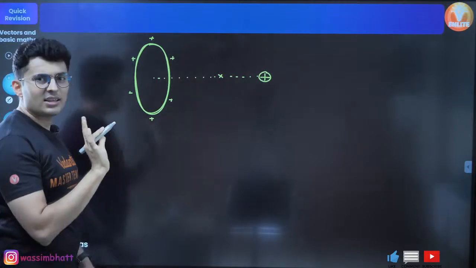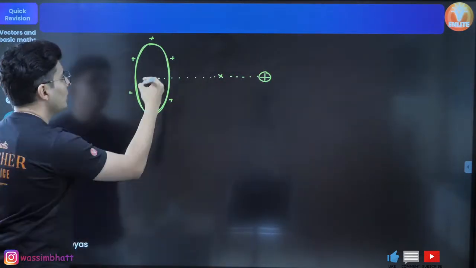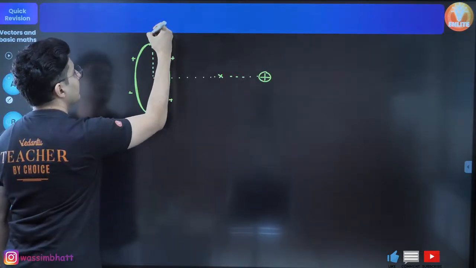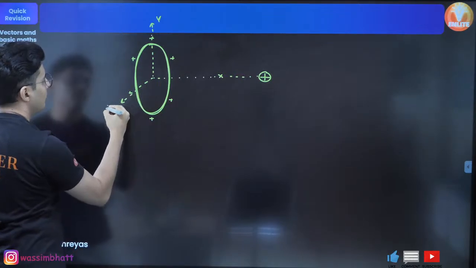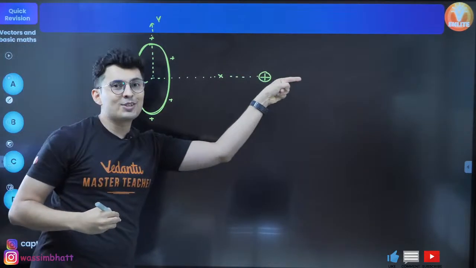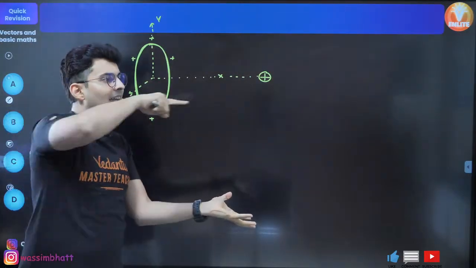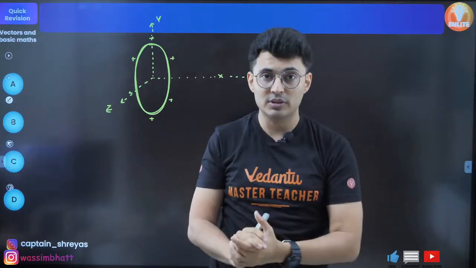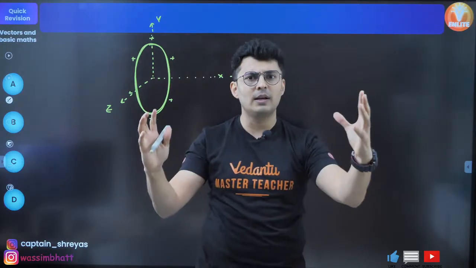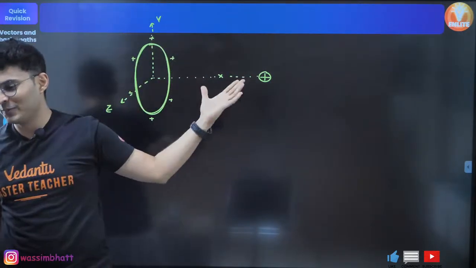Example. This ring is in the YZ plane. I want you to visualize it. This ring is in the YZ plane. This is the axis of the ring, and on the axis, so if you think of a ring, on its axis there is a charge, and I ask you, what is the direction of the net force? Where is the net force on this point charge? Let's see if you can visualize and let me know.